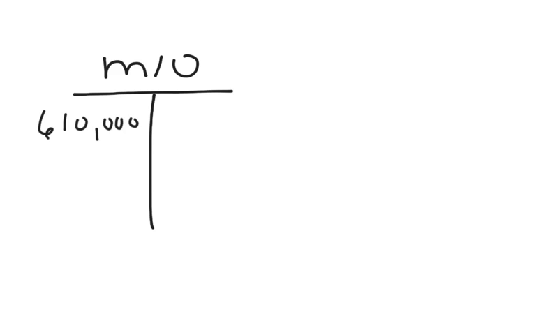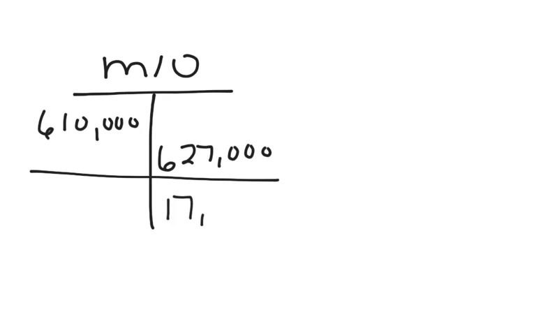We debit manufacturing overhead for actual manufacturing overhead. We credit it or decrease it for the applied part. We're applying it, so we're taking it out of there and putting it into work in process. Let's say that we applied $627,000 worth of manufacturing overhead. Well, that leaves me with what? Should get a $17,000 credit balance.